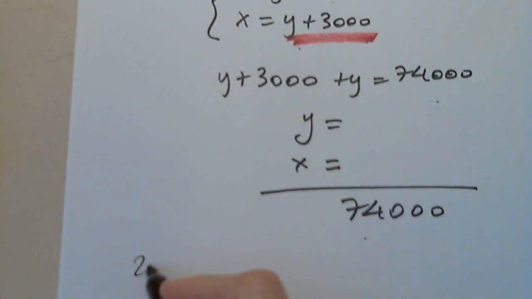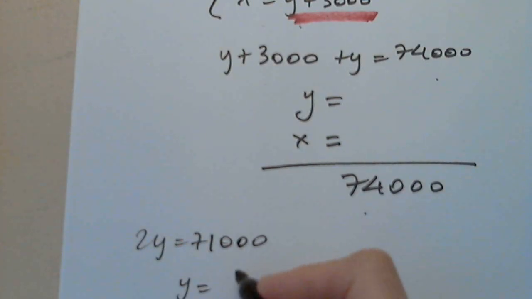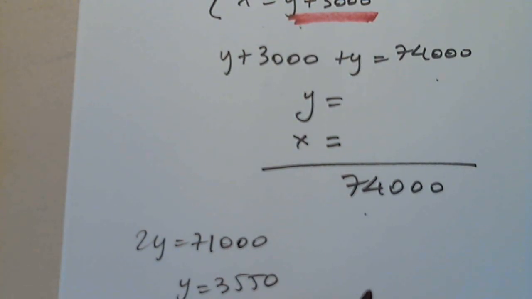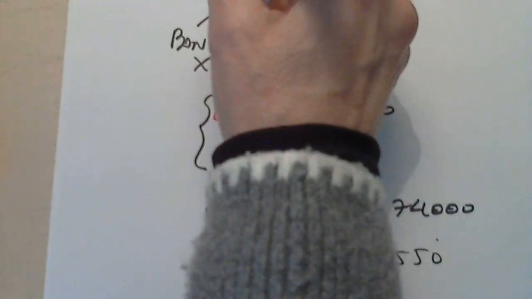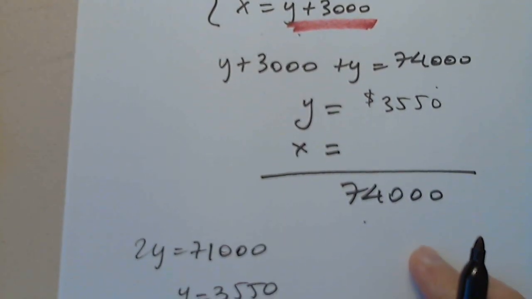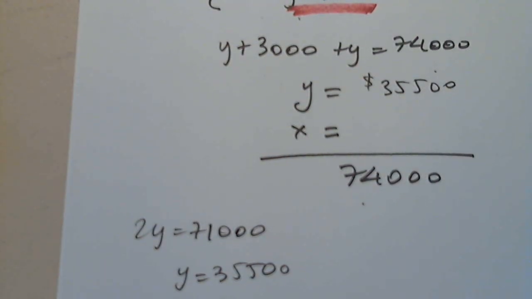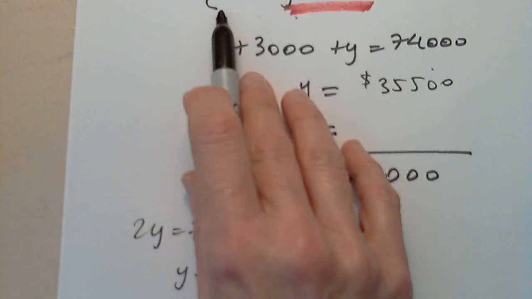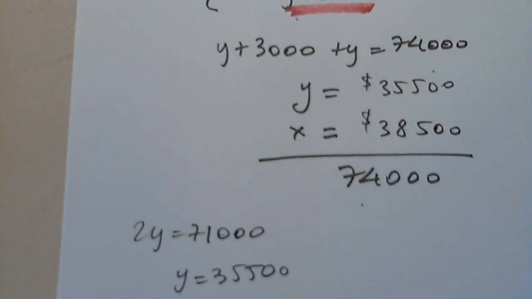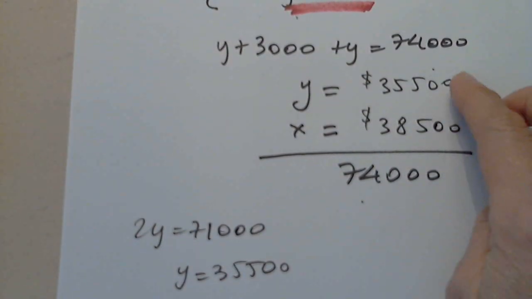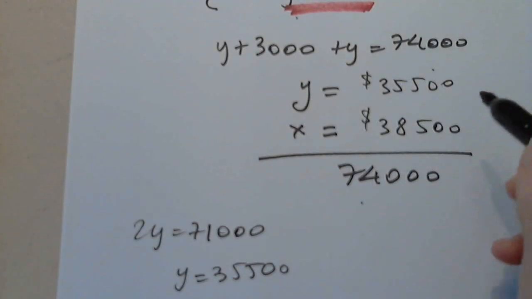So we have 2y equals 71,000. So then y equals, is it 35,500? Yes, thank you. Good. So now we have to determine x, which is this plus 3,000. So this is 38,500. If the sum is not 74,000, we are in trouble. Yes. Yes and yes.